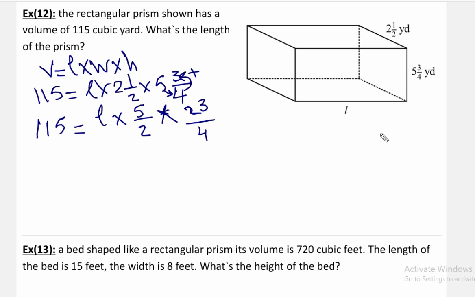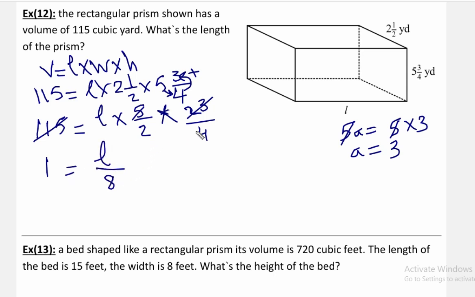And let's check a line. If you have 5a equal to 5 times 3, that means a equals 3. You cancel 5 with 5. So you can cancel 23 times 5 with 115. That means you're dividing by 115. 115 divided by 115 is 1, equal to L divided by 8. 2 times 4 is 8. That means L, or the length, equals 8 yards.